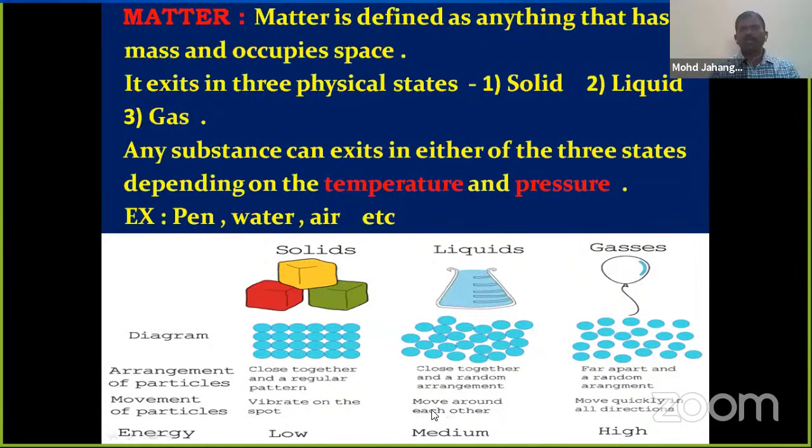In the liquid state, the particles move around each other, and in the gaseous state, they move freely and quickly in all directions without any particular direction. The energy of solids is very low, liquids medium, and gases very high. Why are solids' energies low? Because they only vibrate about their mean positions, hence their energies are very low, and gases' are very high. Okay, so these are the basic physical states of matter.